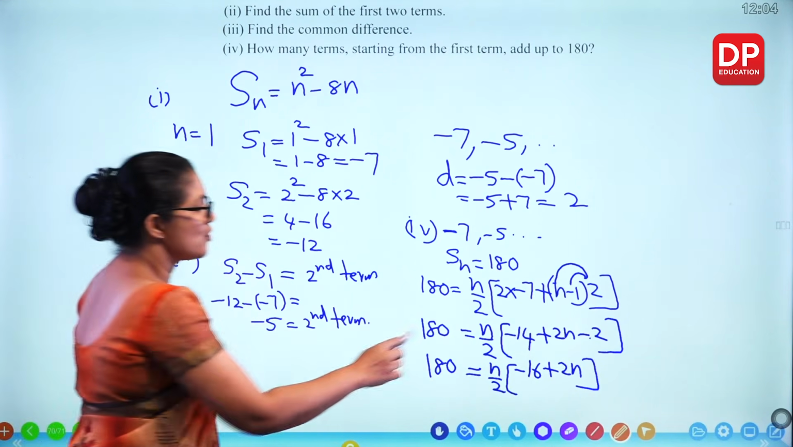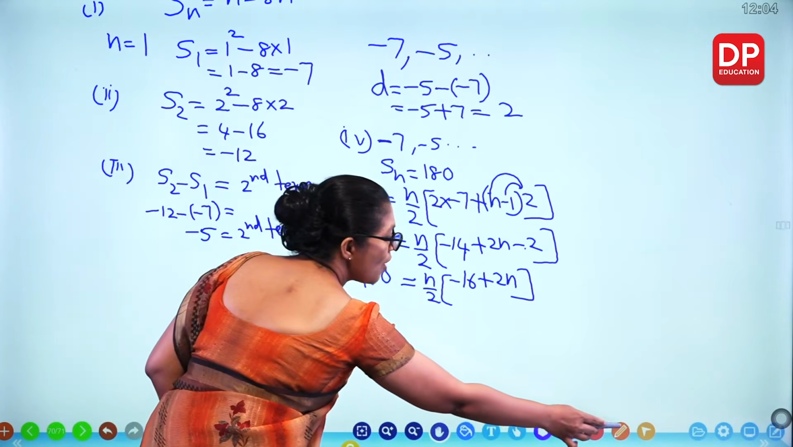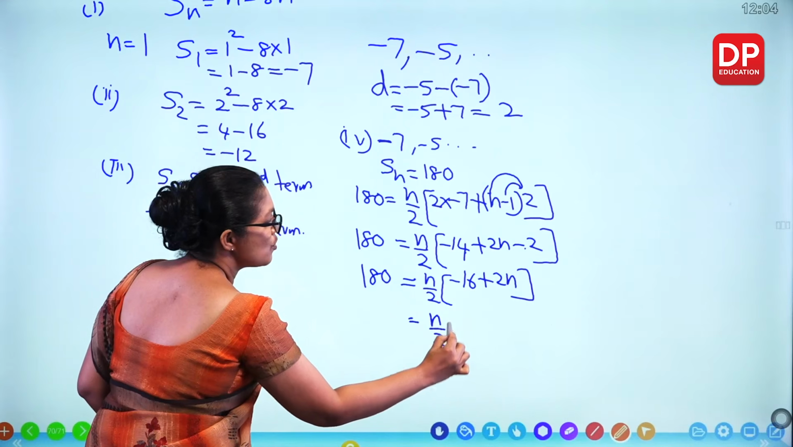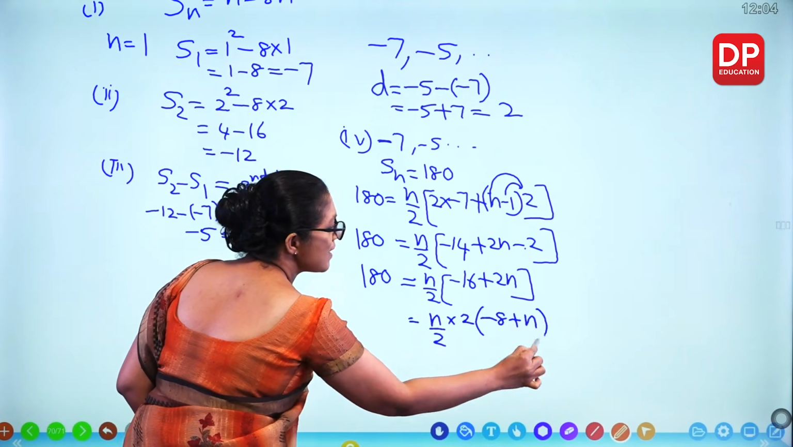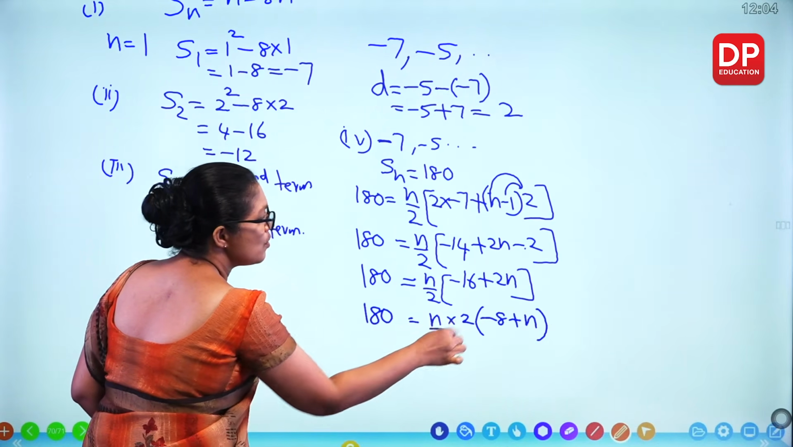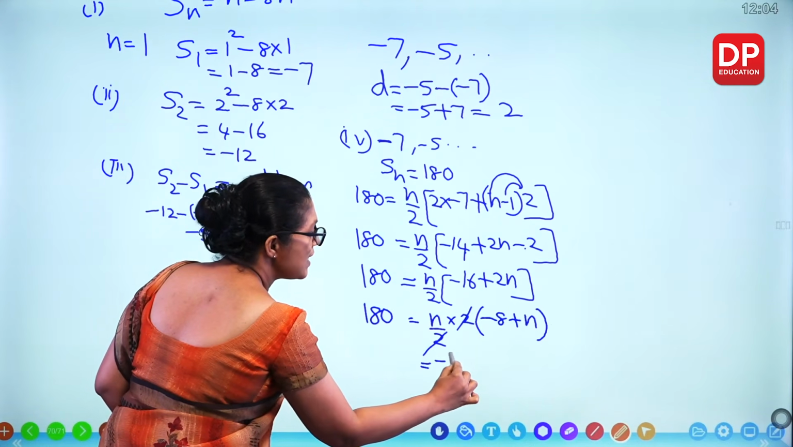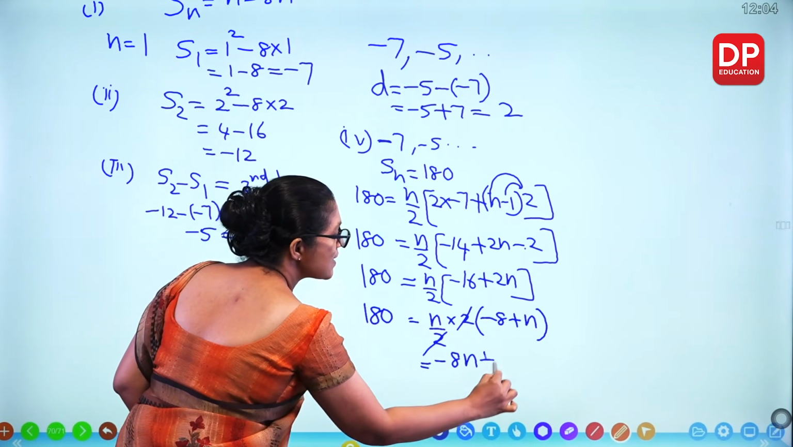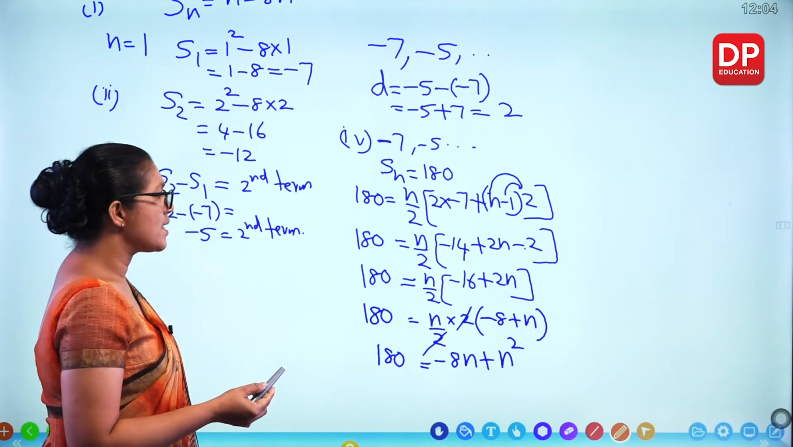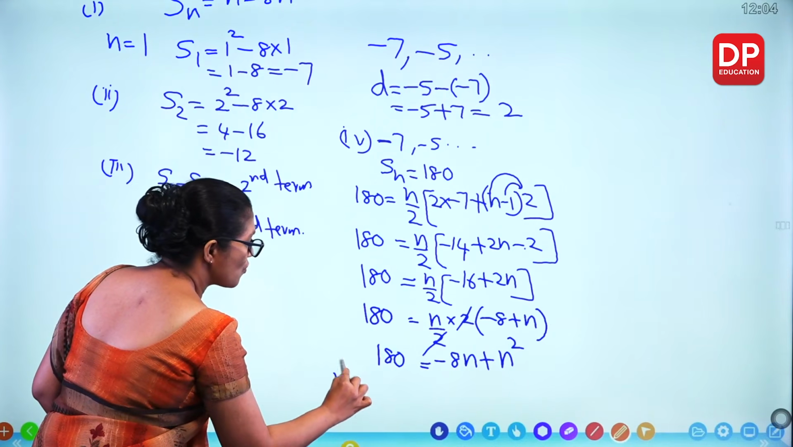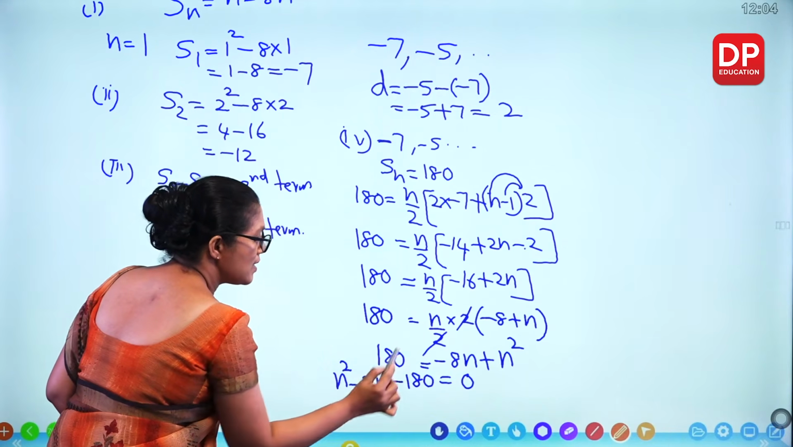Now 2 is common. I can take 2 out from here. n over 2, I can take 2 out from this and write minus 8n plus n. 2 and 2 get cancelled out and multiplied by n, you get minus 8n and plus n squared. Now take all terms to one side. What you get? n squared minus 8n minus 180 equals 0.